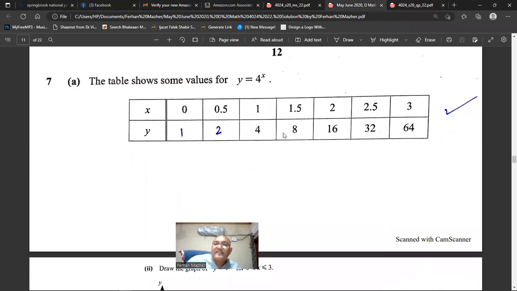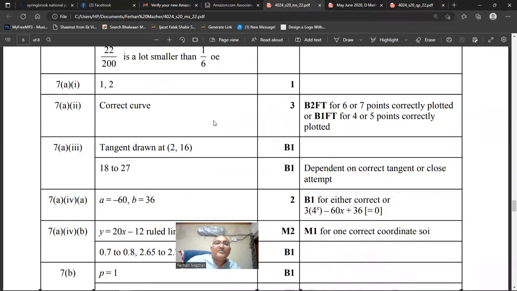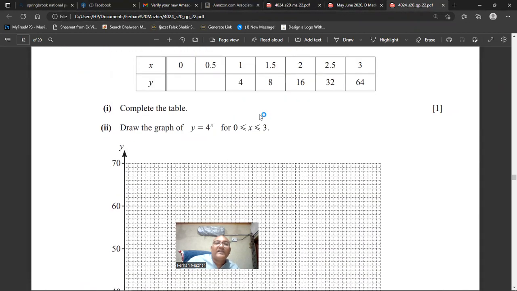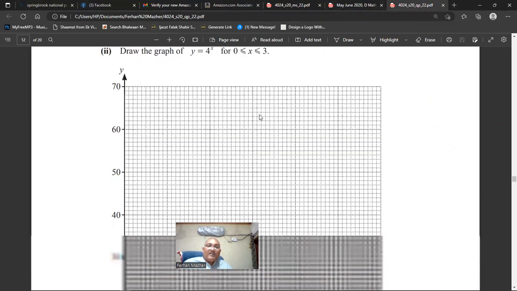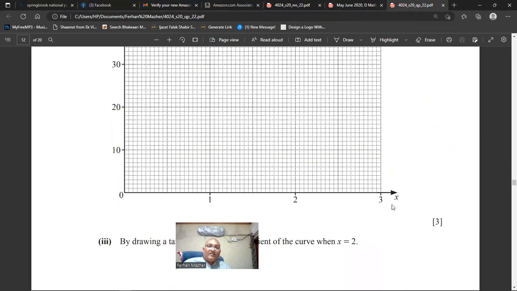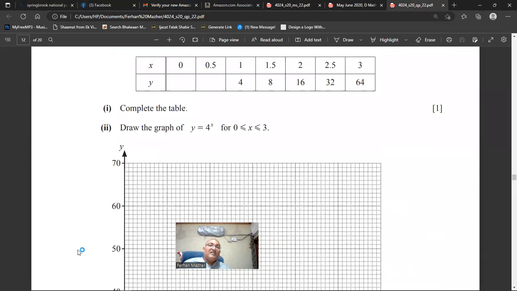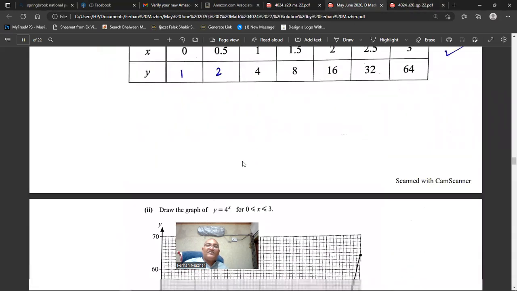So hopefully you can see this, and 1 and 2 is the right answer. Then they complete the table. We are done with that. Then he says, draw this graph. The x-axis is already there. The y-axis is here. And we just have to plot these values.